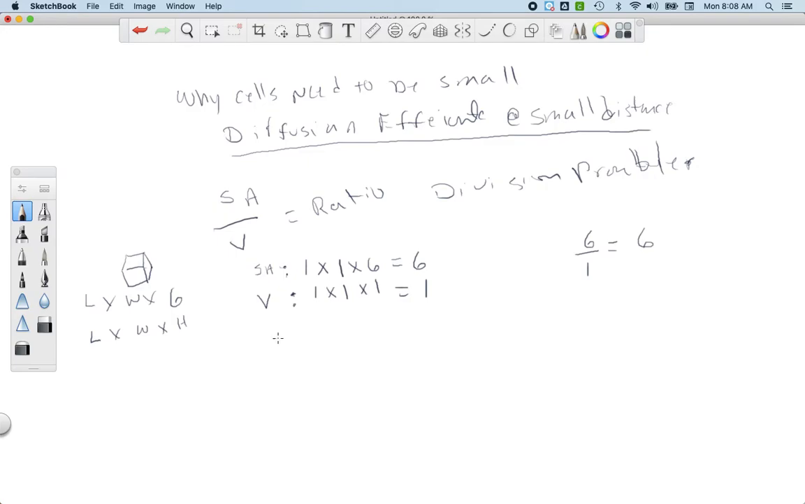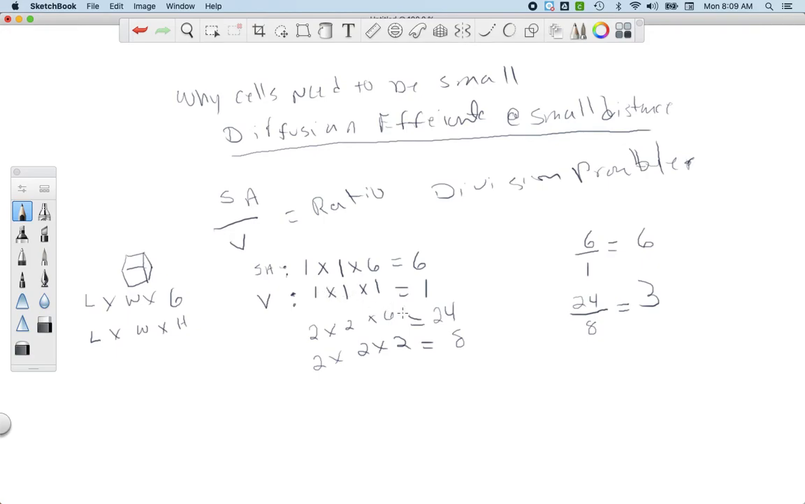Now let's double the size of that cube. So 2 times 2 times 6 is equal to, let me get my calculator, 2 times 2 times 6 is 24. And then we would have 2 times 2 times 2. Let's see if I can do this one in my head. 2 times 2 is 4. 4 times 2 is 8. So over here, 24 divided by 8, and that is equal to 3, I believe. But let me check. 24 divided by 8, and that is equal to 3, even though I'm not a math guy.